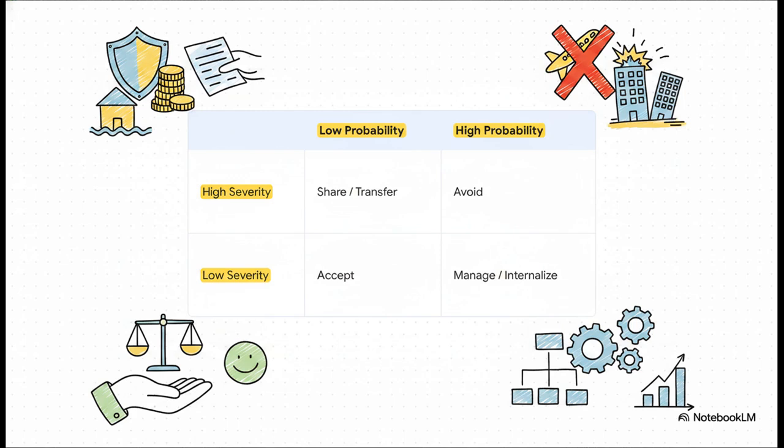Now this is super useful. This little matrix is a powerful decision-making tool, almost like a cheat sheet. If a risk could cause a lot of damage but probably won't happen, you transfer it, buy insurance. If it's high damage and high probability, you just don't do it, you avoid it. It's a really clear, logical playbook.